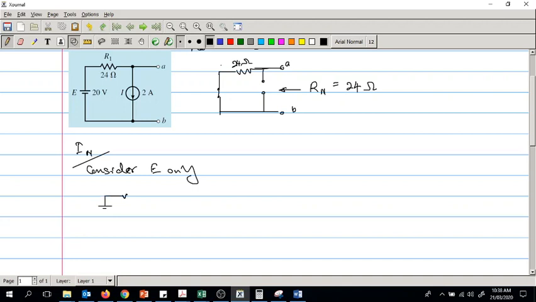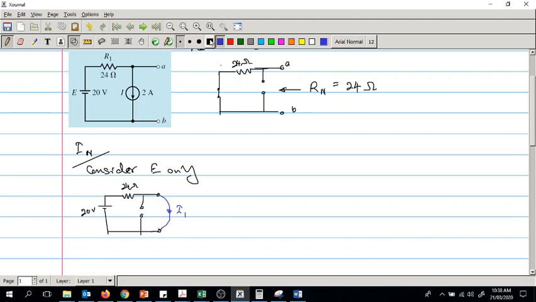So let's take this. This is not comfortable. Okay. So we have an open circuit here, right? 24 ohms and 20 volts, and we will have to connect, I'll draw in a different color, a short circuit and find I1.